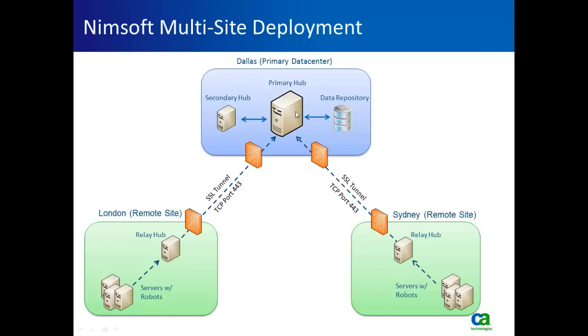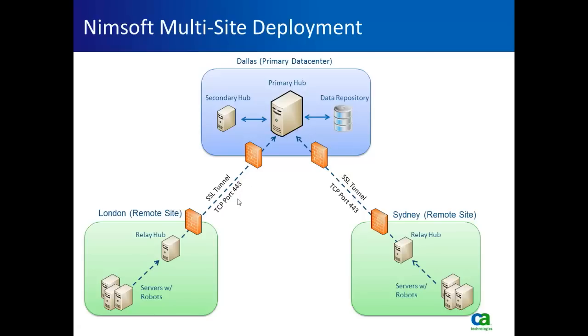Now, if we look at the different locations, we have London as a remote site and Sydney as a remote site. And we see that we have what we call a relay hub. And that's installed from the primary hub out to the remote location. And notice the SSL tunnel. Nimsoft has built-in SSL tunnel capabilities. So as a result, when that remote relay is installed from the cloud or from your data center, that SSL tunnel is automatically created through port 443 by default.